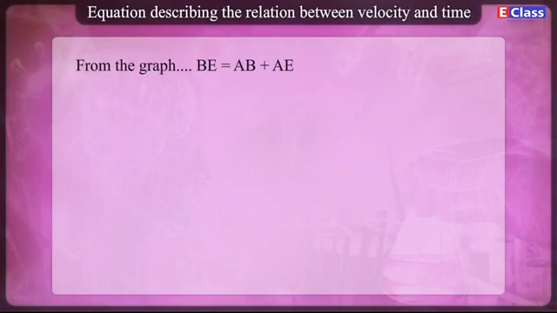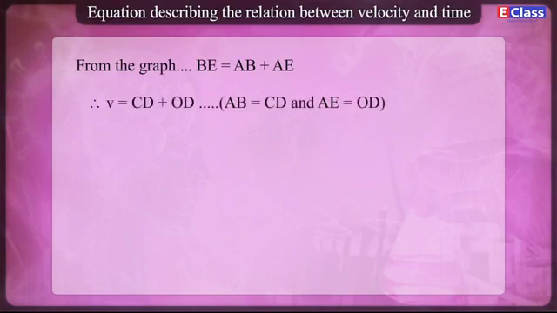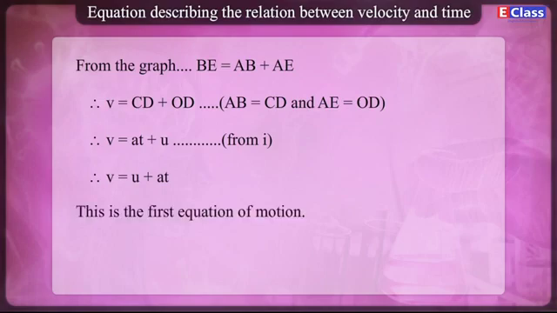From the graph, BE is equal to AB plus AE. Therefore, v is equal to CD plus OD. AB is equal to CD and AE is equal to OD. Therefore, v is equal to at plus u from 1. Therefore, v is equal to u plus at. This is the first equation of motion.